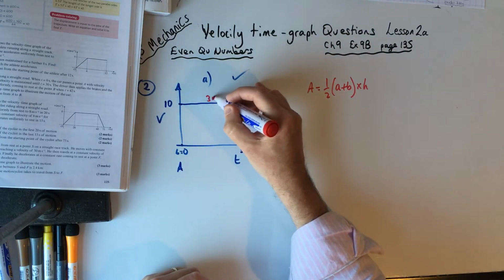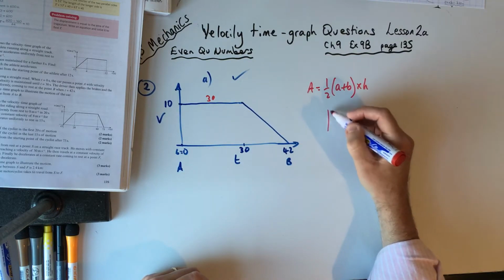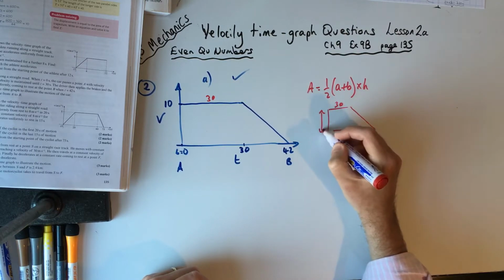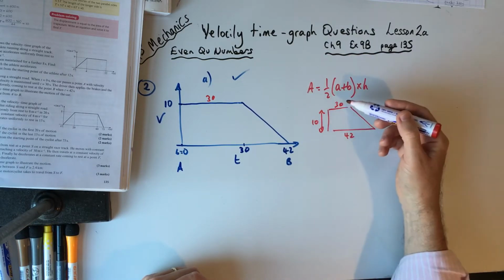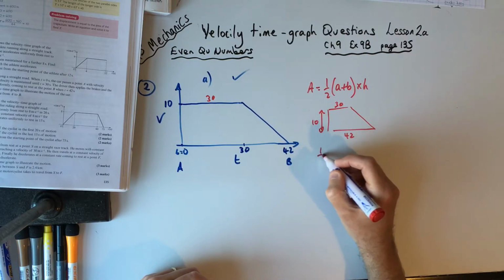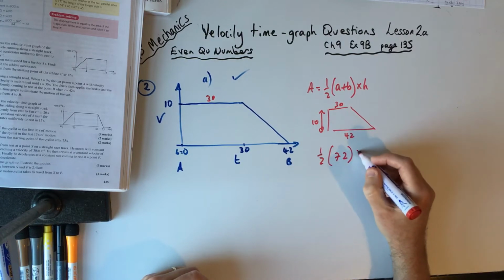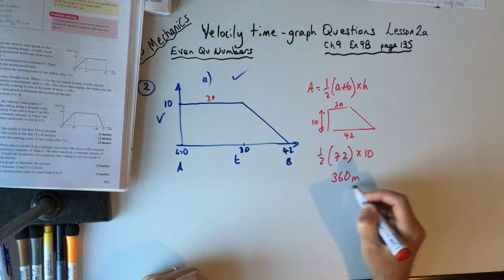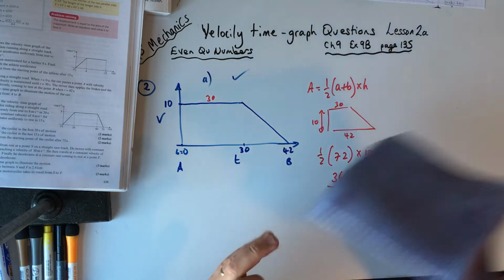So that distance is 30, the whole distance, the bottom is 42. So it's the only one I'm going to do this on. We've got 42 and we've got 30 and we've got a distance of 10, and that is our A, B and H. So we put those into the formula. We're going a half of 30 plus 42, which is 72, times 10. Half of 72 is 36 times 10, 360 meters. Okay, and that's the answer to part B. That's how far the car travels in that time. Okay, so that's number 2.